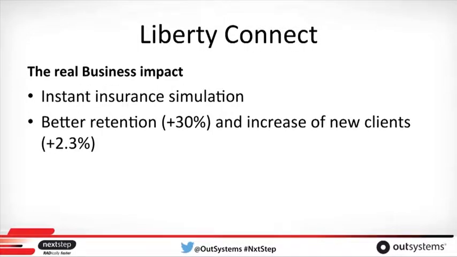They actually got numbers with this. They noticed that they got better retention. So all of those customers that were about to leave for other insurance companies that had better proposals were retained, because now they would be confronted with an even better proposal from Liberty. I mean, who wouldn't do that?